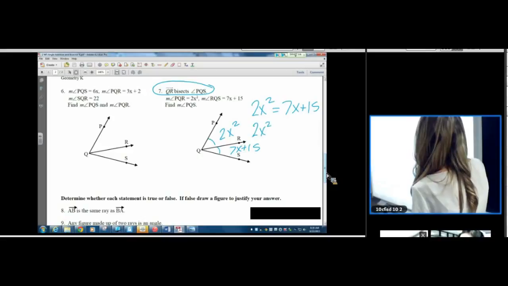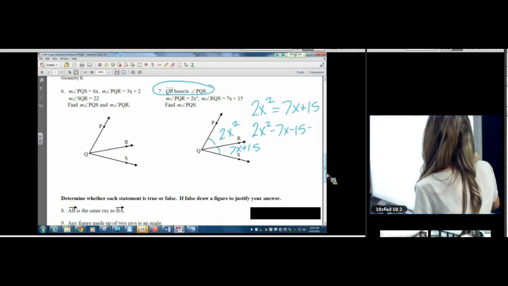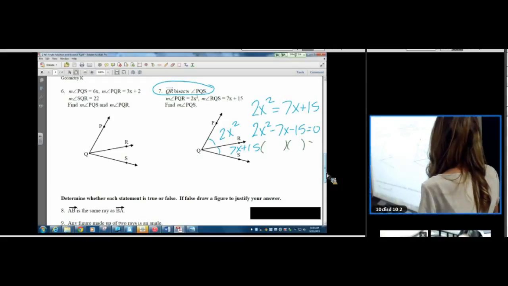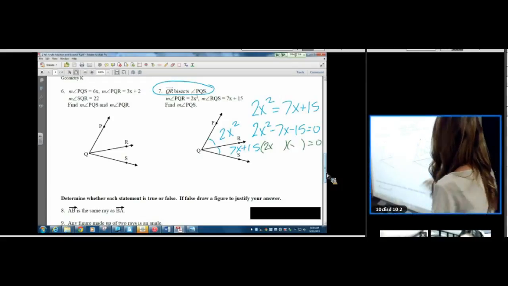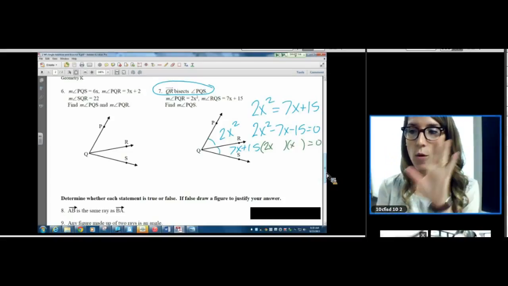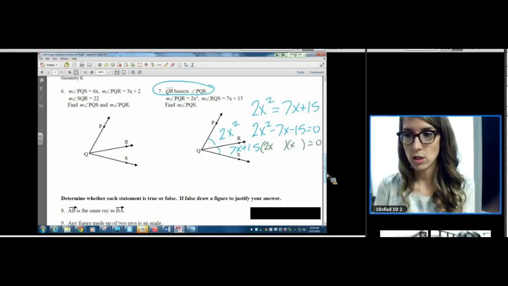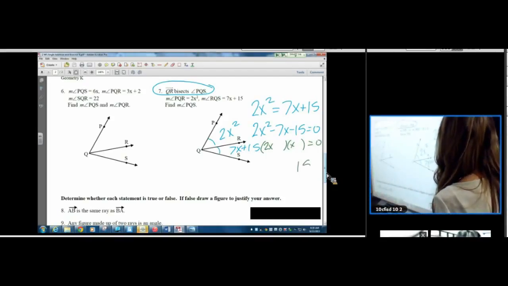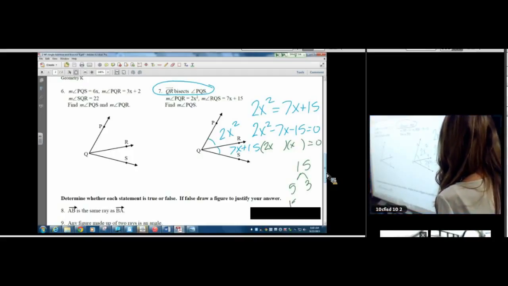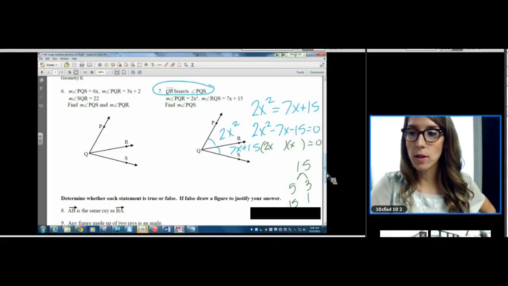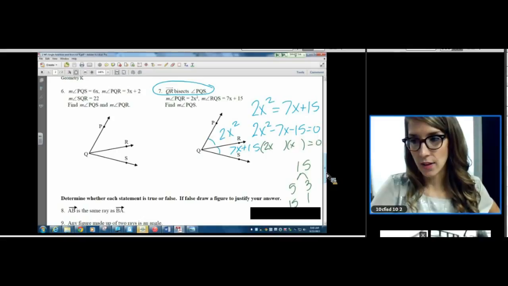Then you bring everything to one side, because that's what we always do when we factor. You get your parentheses ready, 2x and x, because honestly that's our only choice when we have a quadratic with a leading coefficient, 2x and x. Okay, so we need things that multiply to get 15, so we go to the side. 5 and 3, 15 and 1. Now we get to double one of those, and we need to make a 7 out of it.